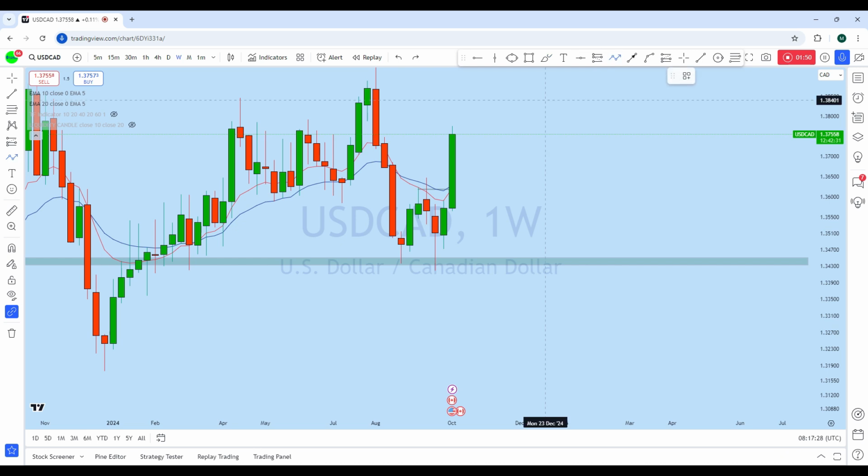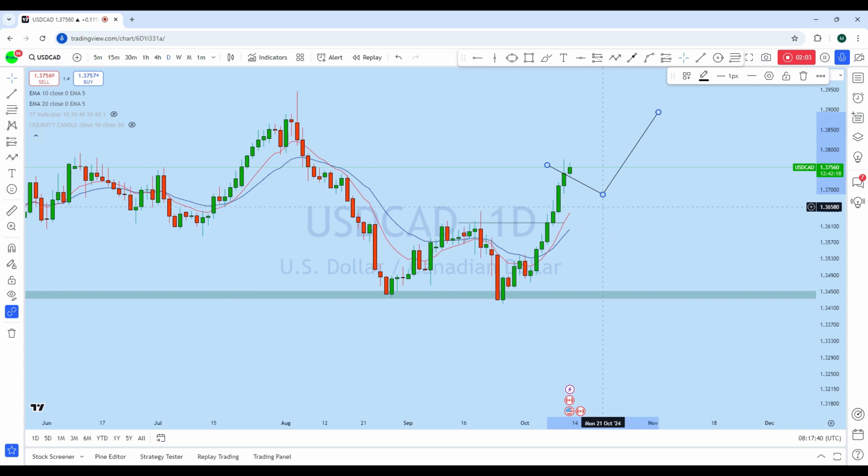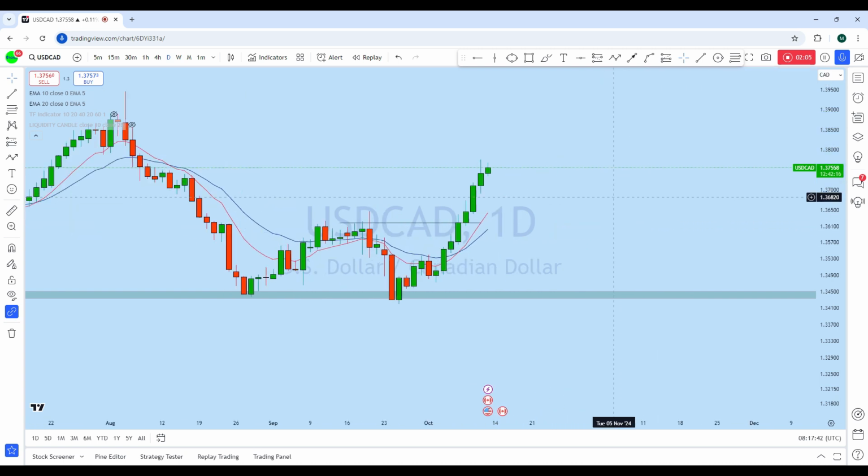We might see that further deeper pullback before bouncing up. My bias on dollar CAD on the weekly as well, we might see that potential trend continuation. If we drop down to the daily chart, we can see a bit more clearer picture.